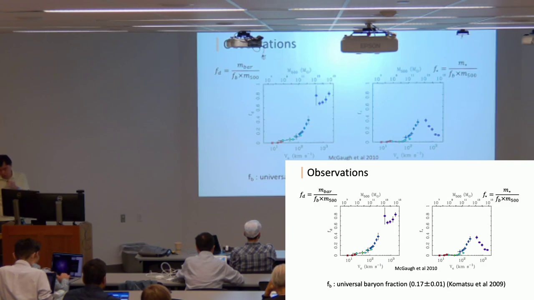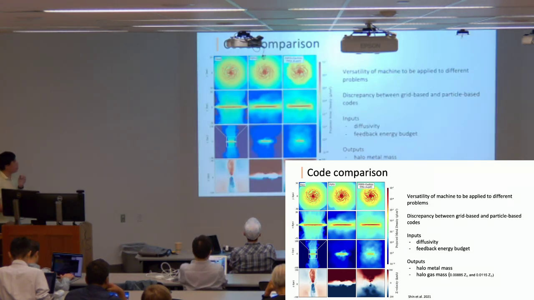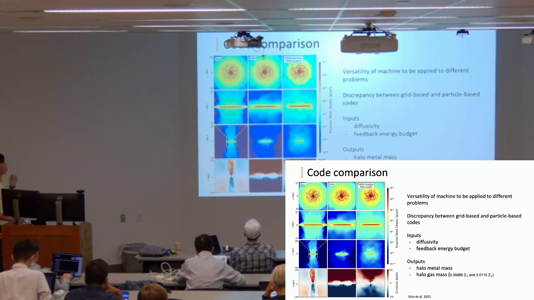So on top of calibrating the simulations to observations, one of the things that we do is also the code comparison, which is the spirit of the Agora project. So this plot here is done by Shin et al. in 2021. What the paper was trying to do is to look at the discrepancy between the grid-based and particle-based code.